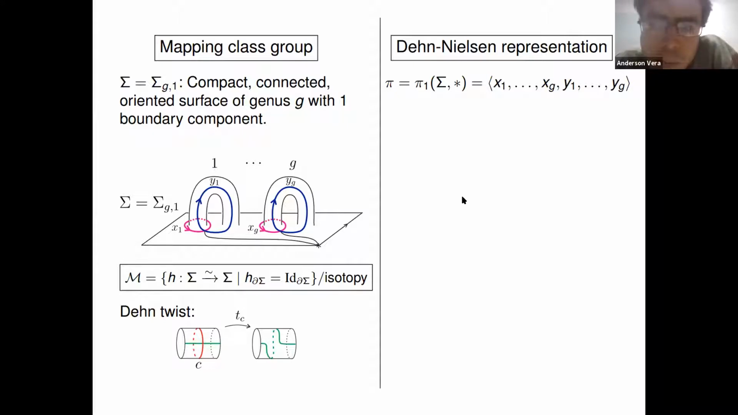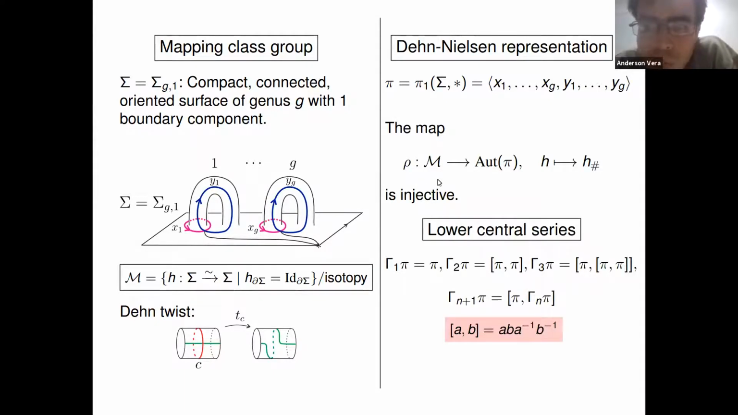If we consider the map which takes an element in the mapping class group to the induced map in homotopy, we get a map from the mapping class group to the automorphisms of the fundamental group, and this map is well known to be injective. This is the Dehn-Nielsen theorem. So we can see the mapping class group as a subgroup of the automorphisms of a free group.